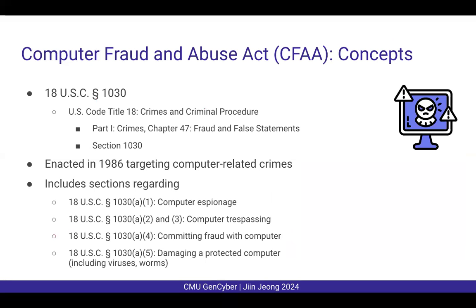So probably one really well-known section within the US Code is the Computer Fraud and Abuse Act, or the CFAA, and it is within Title 18, Crimes and Criminal Procedure, Part 1, Crimes, and Chapter 47, Fraud and False Statements under Section 1030. This was a law enacted in 1986 targeting computer-related crimes, and it includes sections regarding computer espionage, computer trespassing, committing fraud with a computer, and damaging a protected computer, including through viruses and worms.